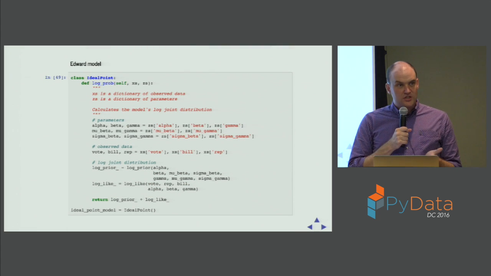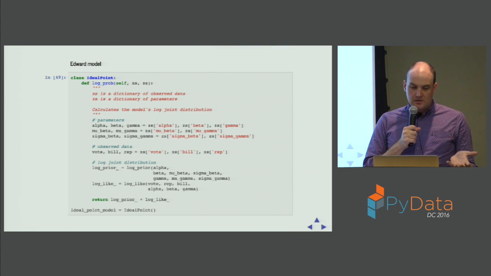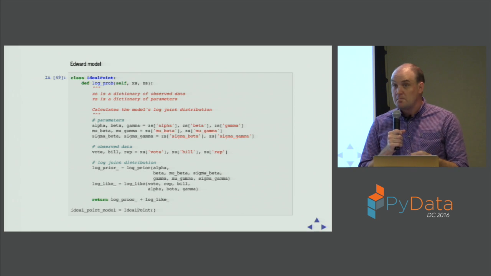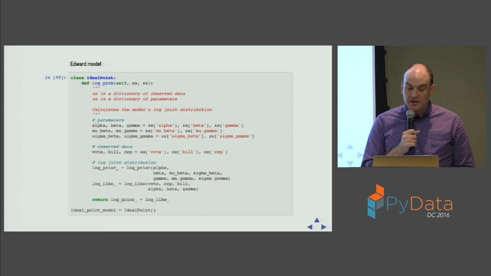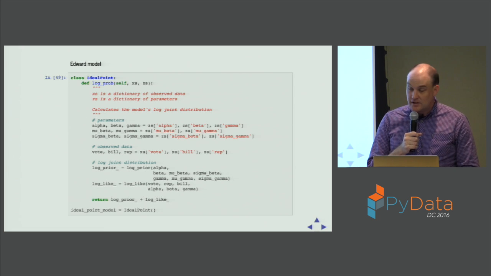So to get those functions into an Edward model, it's really simple. You have to do some bookkeeping where you unpack the parameters from these dictionary x's and z's. You evaluate the prior, you evaluate the likelihood, you add them.